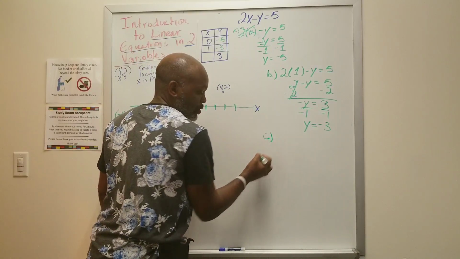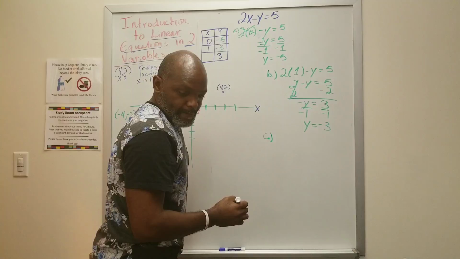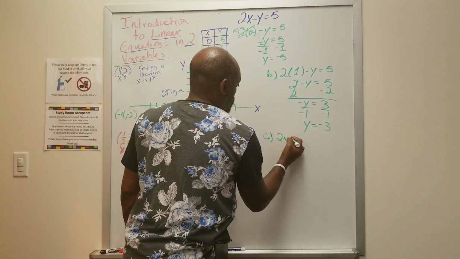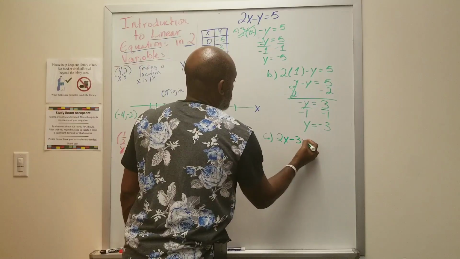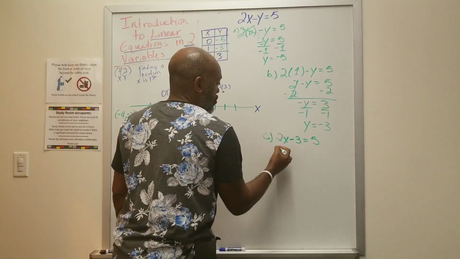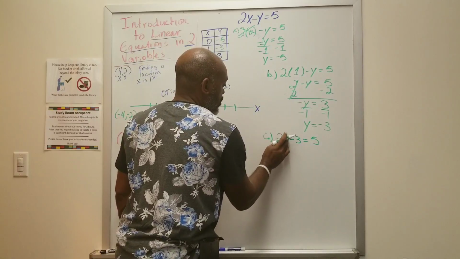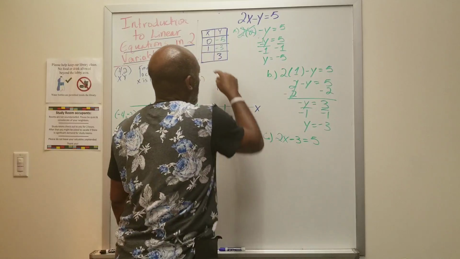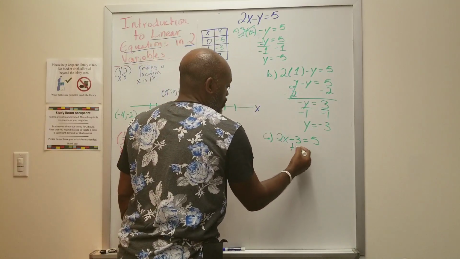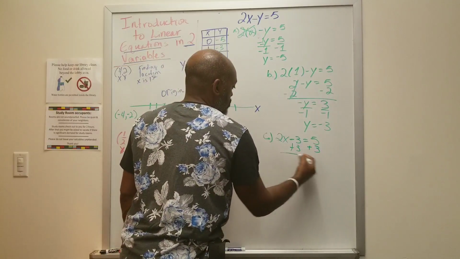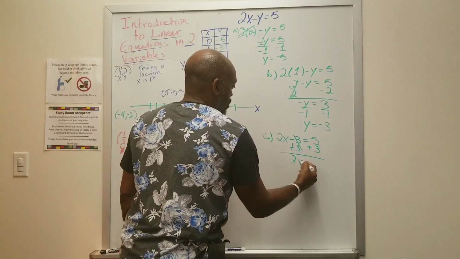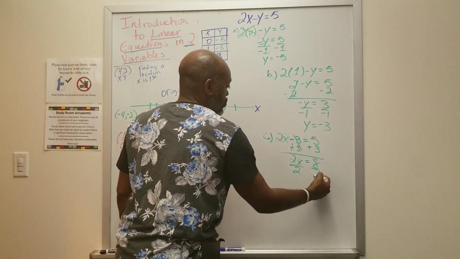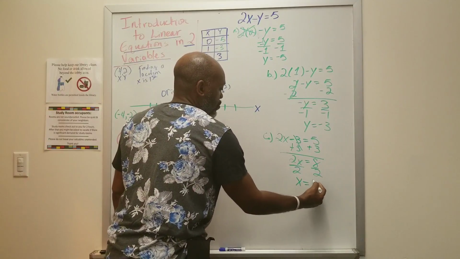Then for the last one, we have 2 times x minus 3 equals 5, right? We're going to replace the y, sorry. Yeah, that's what we want, because we want to know what x is. That's why we don't know what it is. So we add 3 to both sides. We have 2x equals 8. We divide both sides by 2. X equals 4.